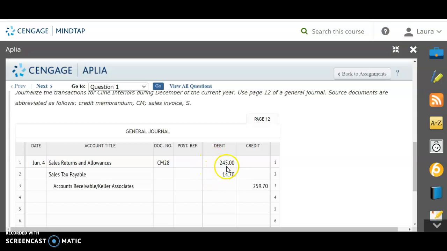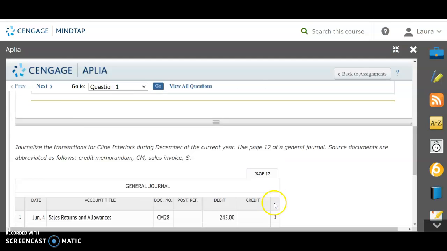The original sale was for $245. We also have to debit the sales tax because we give that back to the customer as well, of $14.70. And then we credit the accounts receivable and Keller Associates, the name of the company, for the full amount. So these 2 debits added together equal our credit of $259.70.